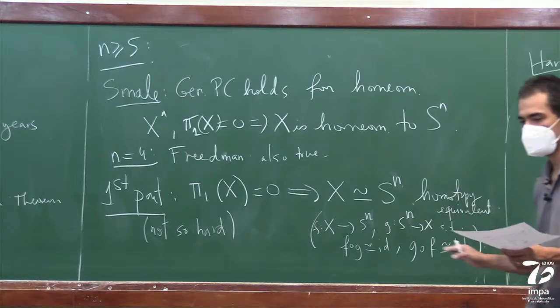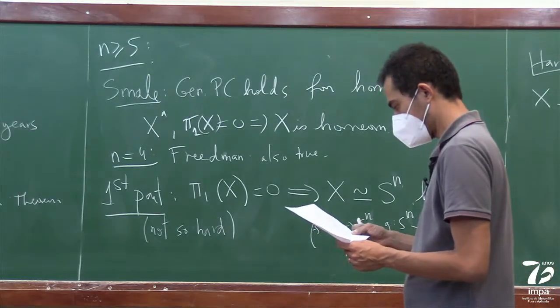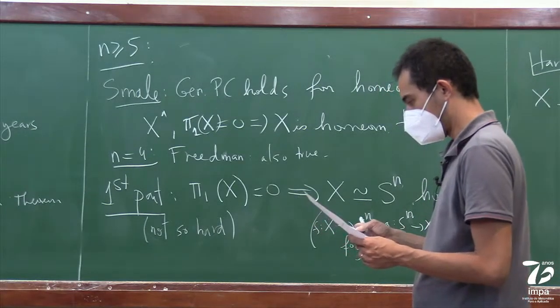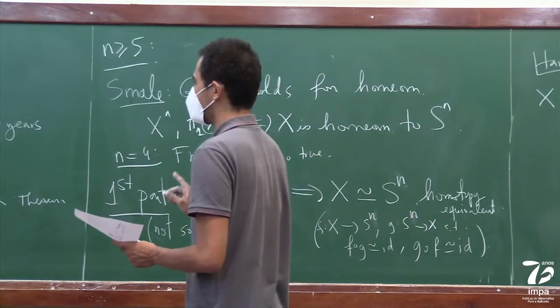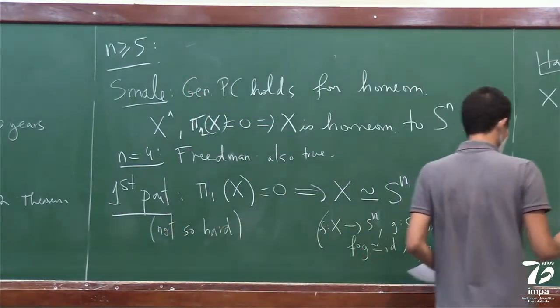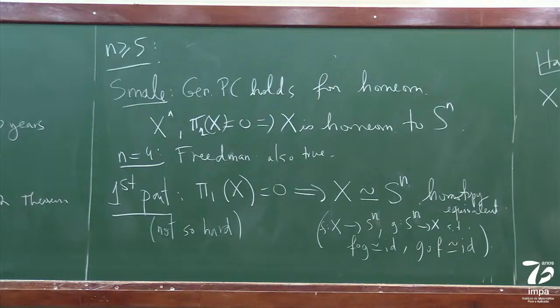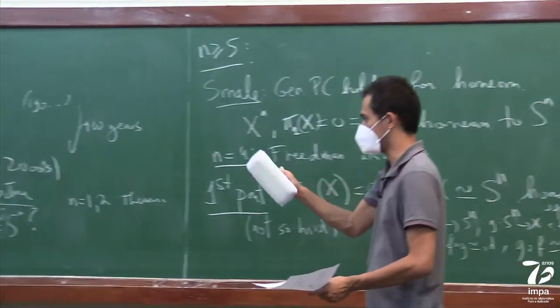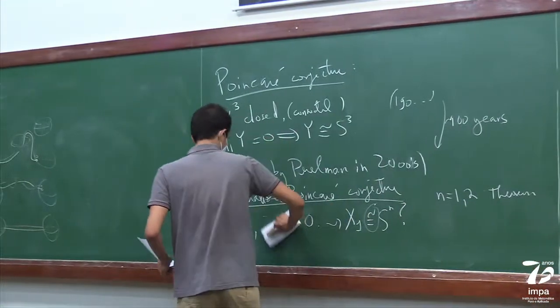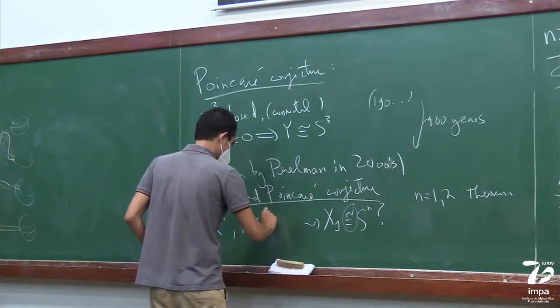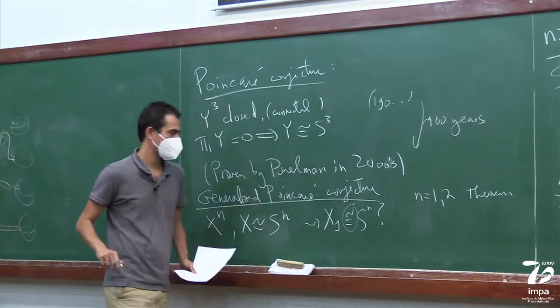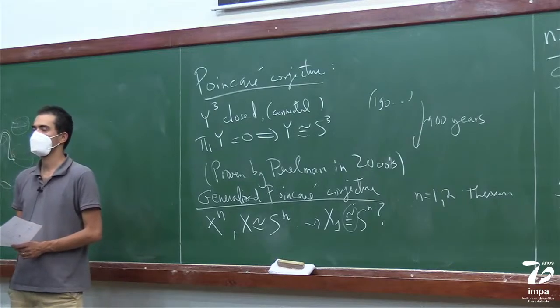Sorry, this is wrong. This is really wrong. Okay, so the generalized Poincare conjecture is not that. Sorry, I'm getting a little confused with 3 dimensions and n dimensions. This is not true. What is true is that if X is homotopy equivalent to the sphere, then it is homeomorphic to a sphere.